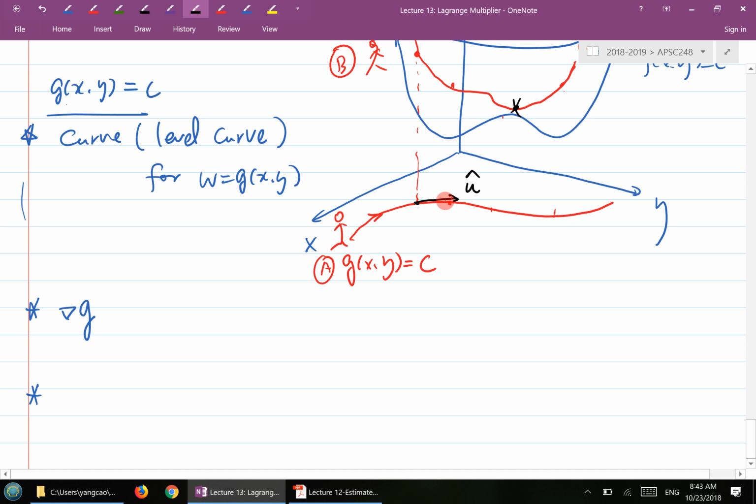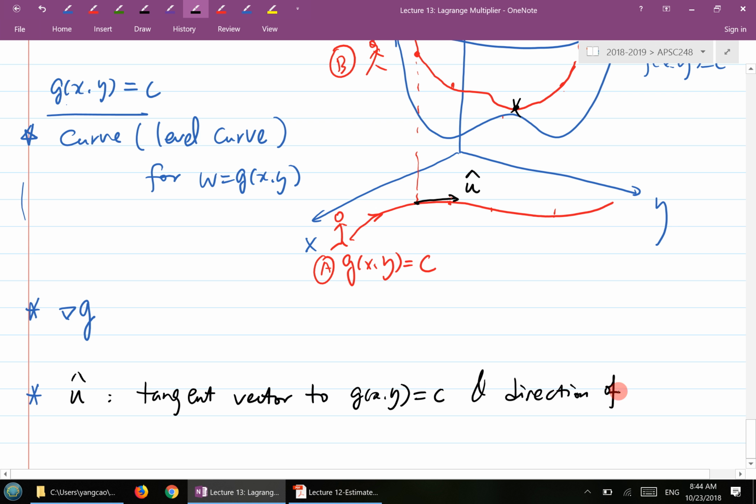This is now basically coming into a concept called the directional derivative. So u hat, okay, is a tangent vector to this curve. And it is also the direction of the moving points. So we're breaking down into the details here. Okay. So here you have a u hat and you have a del g.